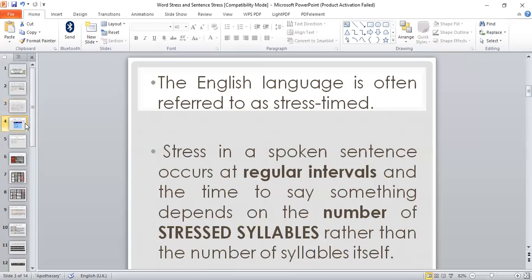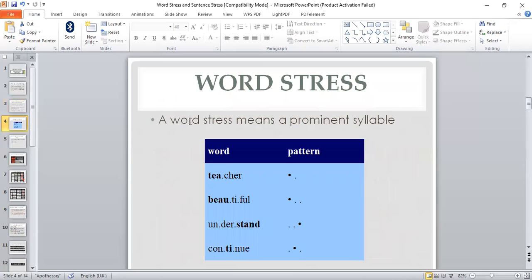Moving on from there, we said a word stress means a prominent syllable, that is, a syllable that is famous, that is emphasized, that we have added pressure and more impact on. That is what we call a stressed syllable. So when you are trying to make a sentence, or you're trying to listen to someone and you realize that there is an impact or an emphasis on a particular part of the word, it means that syllable in that word is stressed. Now we have some examples as shown.